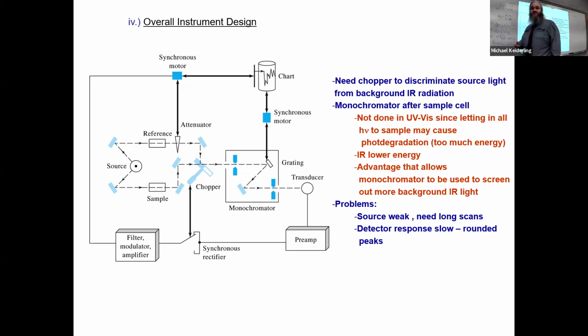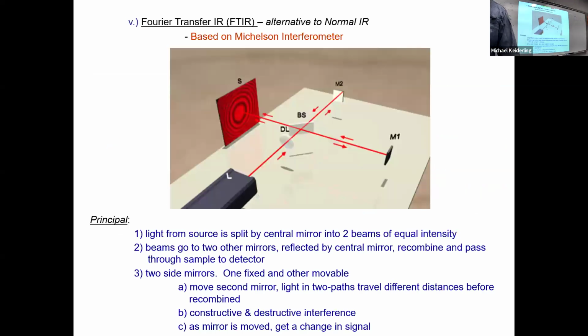That's for a traditional instrument, which nobody uses anymore. Everyone uses FTIR these days. So Fourier transform IR is an alternative. It's based on a Michelson interferometer. Here's the basic idea.